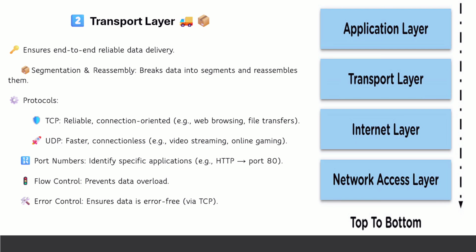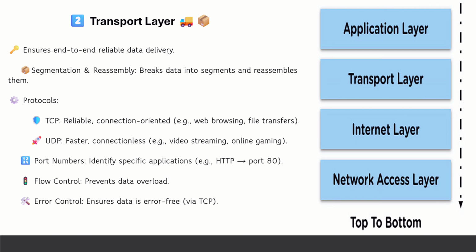UDP, User Datagram Protocol, provides a connectionless, unreliable delivery of data. It's faster than TCP, but doesn't guarantee delivery, order, or error correction. UDP is used by applications that prioritize speed over reliability, such as streaming video and online gaming.